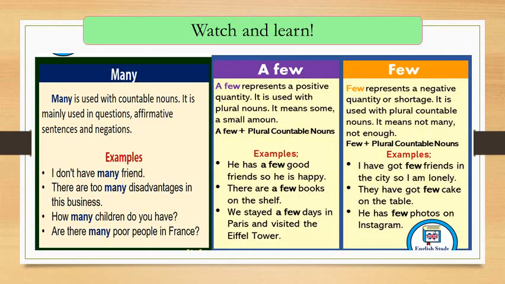The most common quantifiers with countable nouns are many, a few, and few. A few is used with countable nouns to give a positive meaning. What about few? It gives us a negative meaning. Why is the interviewer so upset? Because he got only few answers from the ministers. He got few answers. Few answers here means almost no answers.